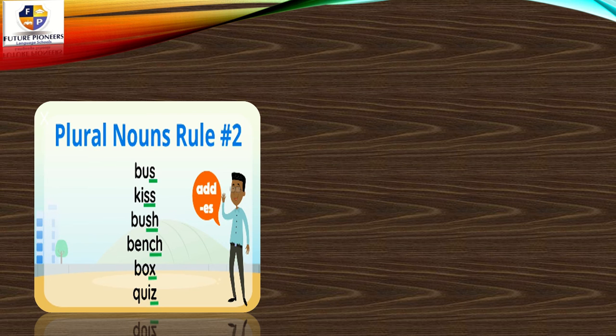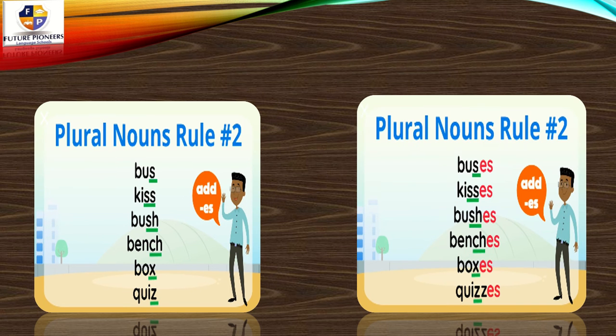Like kiss, kisses. Bush, it means the small tree. Bush ends with the SH, so I have to add ES. I say bushes. Bench, it means like your desk, but it's a long one. You are always using this in college. Bench, benches. When it ends with CH, we have to add the ES to make it in the plural form.